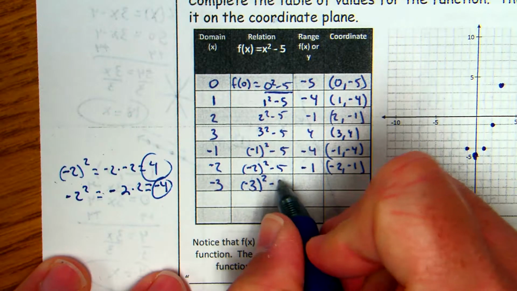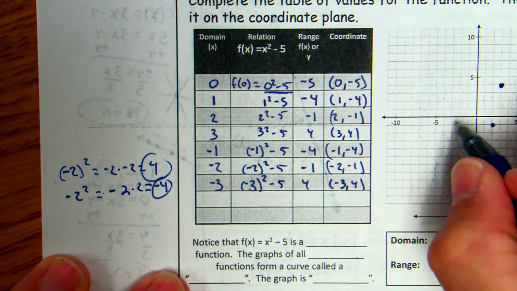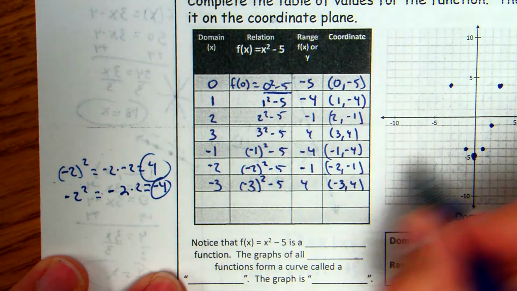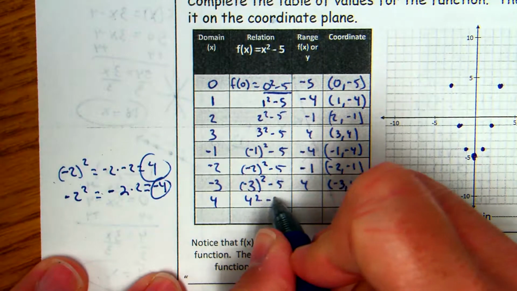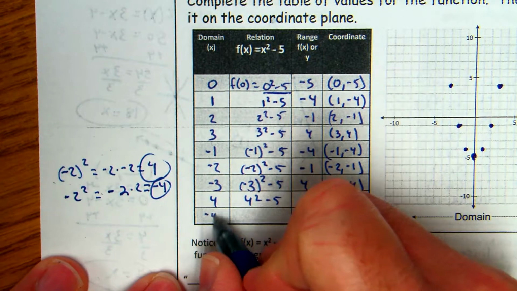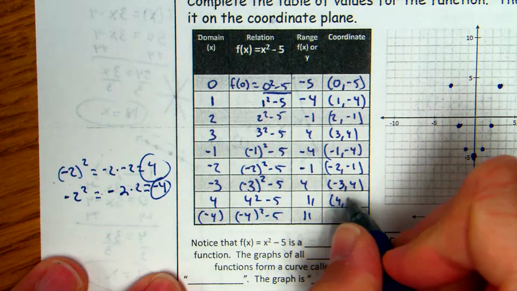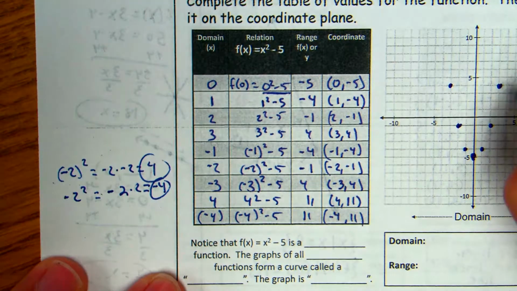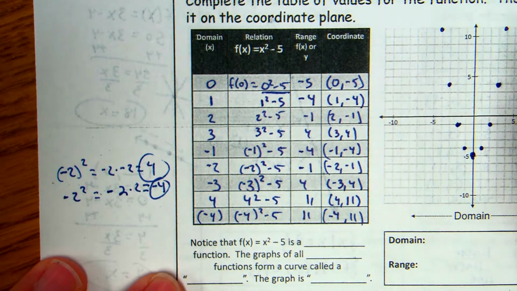(-3) squared minus 5 is 4, which is here. And did I do the -2, -1 yet? I did not. I've got some extra room. Let's go ahead and do 4 squared minus 5 and get 11. And let's do (-4) squared minus 5 and also get 11. And that's right here, and it is right here.